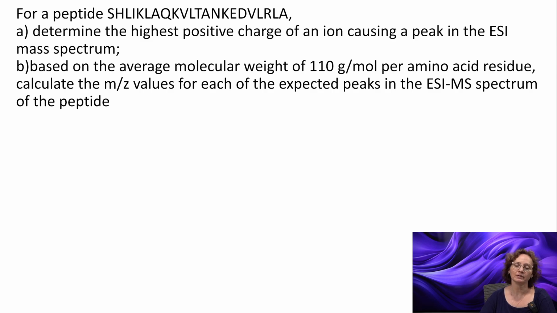In this problem we are given a peptide, primary structure of this peptide, and we are asked to determine the highest positive charge of an ion that would cause a peak in the electrospray ionization mass spectrum of that peptide. So in electrospray ionization mass spectrum, we have only positively charged ions, because this analysis is performed in formic acid solution, so everything will be protonated. So we have only positively charged ions to be detected by this mass spectrometer.